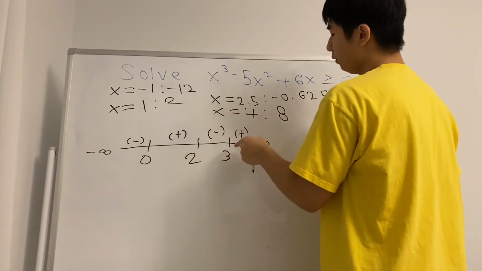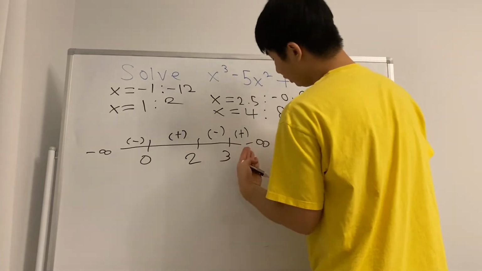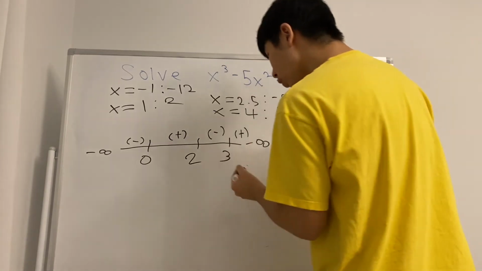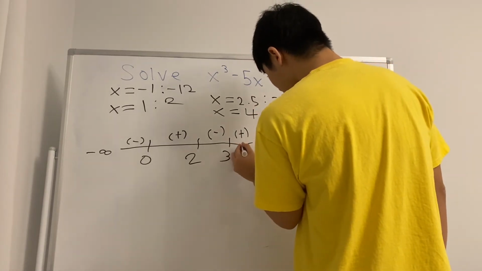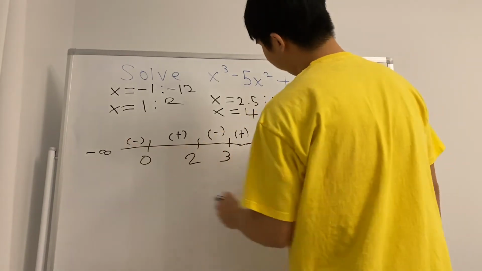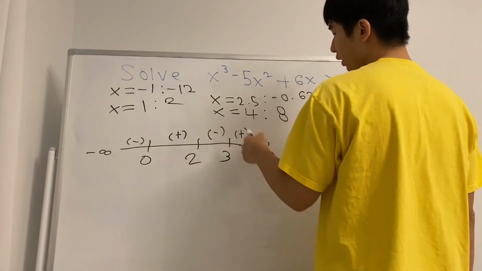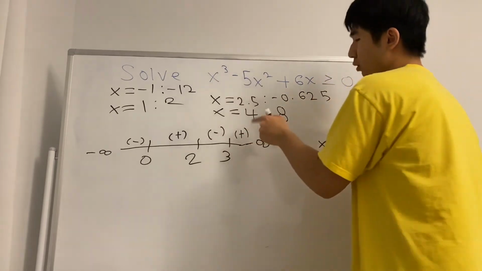And anything greater than 3, all the way up to positive infinity, that's positive. And when you plug in 4 into the equation, you get 8, so that's positive.